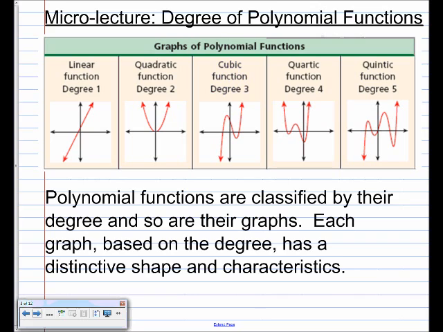You have the linear one, which you guys spent probably a lot of time on in 8th grade, even 9th grade. And then quadratics, we spent a lot of time in this class on how to graph quadratic functions. So for the next few weeks, we're going to look at mostly cubic and quartic and then a little bit of the quintic functions as well, okay?